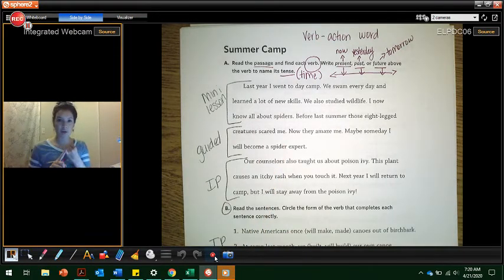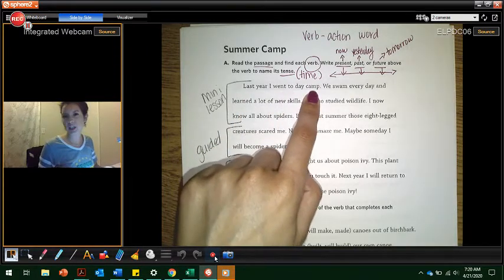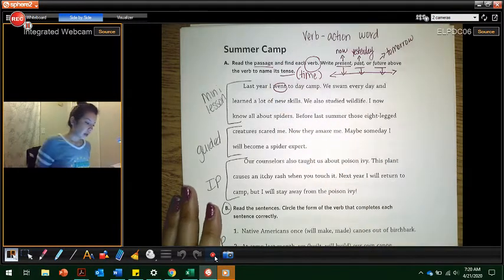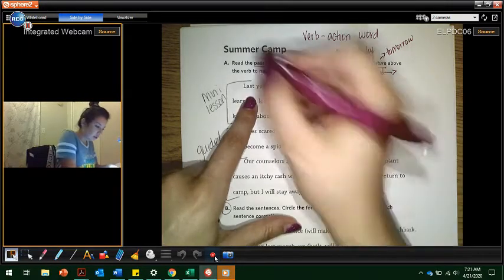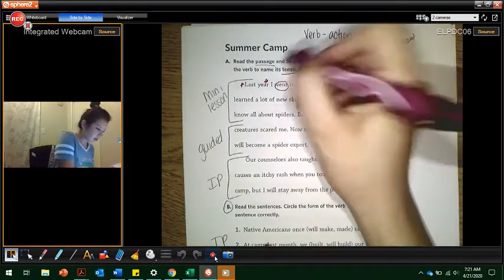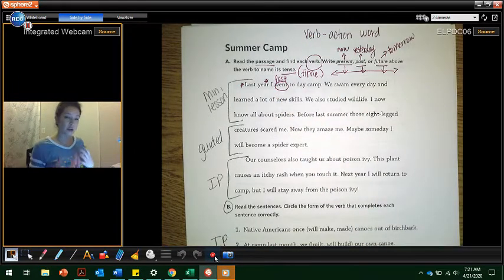So we're looking for verbs, but then we need to know what tense they're happening in, right? So let's go sentence by sentence. Last year I went to day camp. What's the action that's happening there? Well, went, right? Now, in my sentence, sometimes I already have some clue words that are telling me when it's happening. What is the tense? Well, I see these clue words right here, last year. I also know that went is past tense, so I would put past here, okay? That is how you write go in the past, okay? Go turns into went.